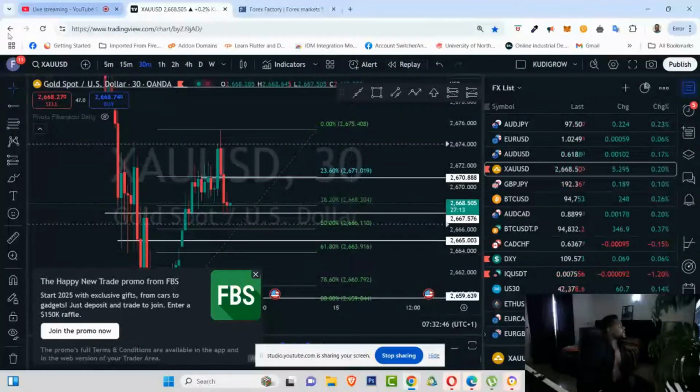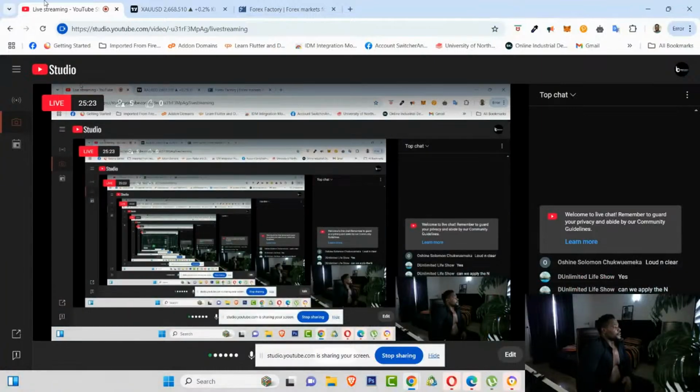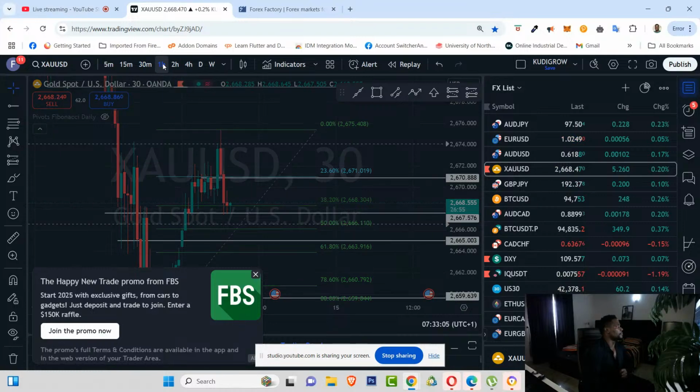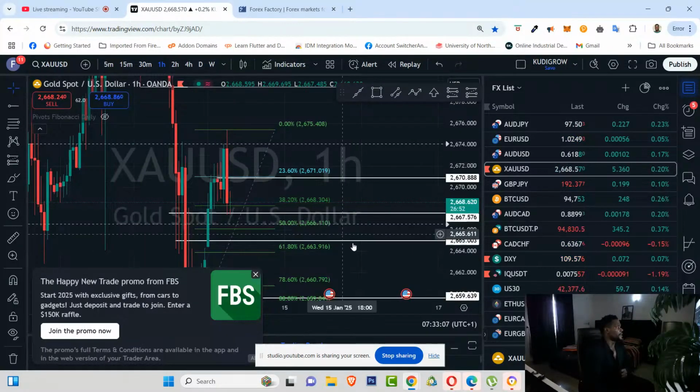The first 30 minutes has ended, and we still did not get a close on the areas we talked about. So let's navigate through the other time frames.